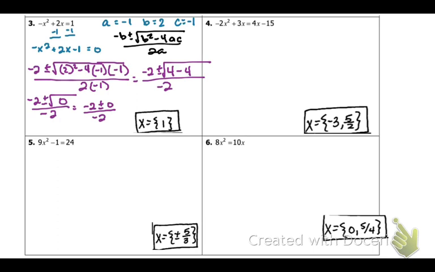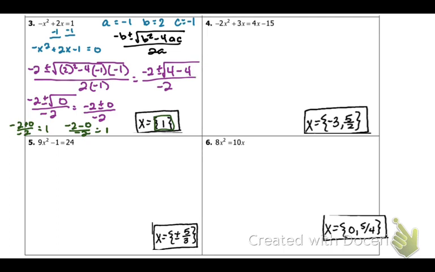So I have two cases again. Negative 2 plus 0 over negative 2. That's going to give me positive 1. And then my other case, negative 2 minus 0 over negative 2. This will also give me positive 1, which is why it's just 1 for my answer. Okay. Alright, I'm going to do number 4 now.